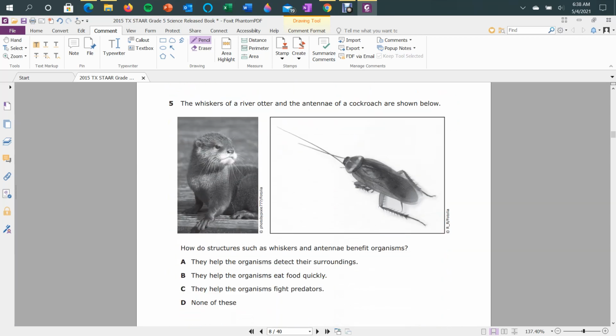The whiskers of a river otter and the antennae of a cockroach are shown below. Yucky, yuck, yuck. Cockroaches are nasty looking, kind of. All right, how do structures such as whiskers and antennae benefit the organism? So whiskers and antennae, what do they have in common? What are they used for? What do you use your arms for? Because that's something that sticks out from your body, right?